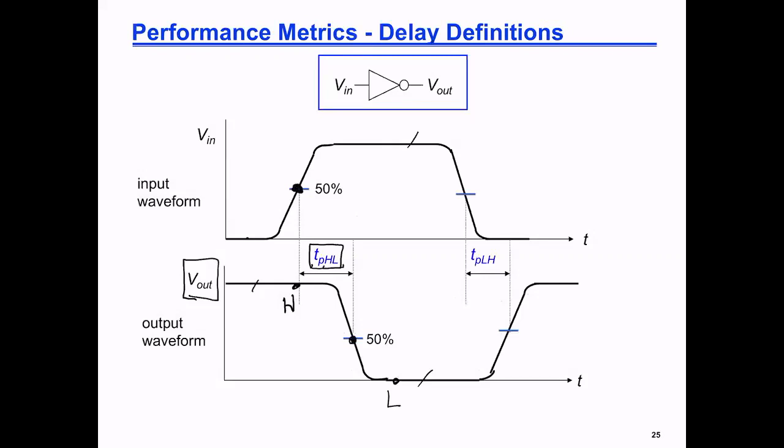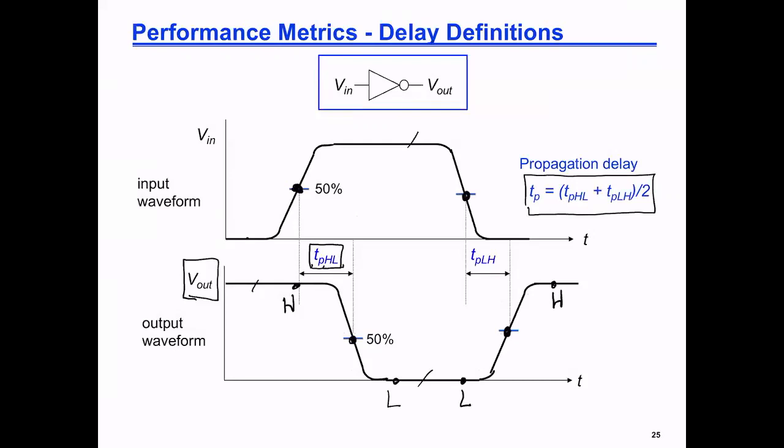The TP low to high is the delay, or the time it takes the output to switch from low to high, and it is the time from 50% input to 50% output. Okay, so therefore we have the delay, but also we define the propagation delay as the average of TP high to low plus TP low to high.